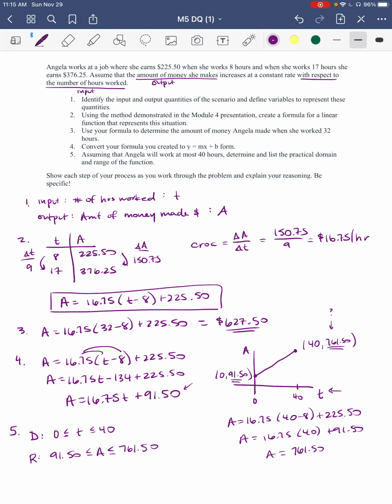So that's really kind of the process that you should do to answer questions 1 through 5. If you have any questions, let me know.